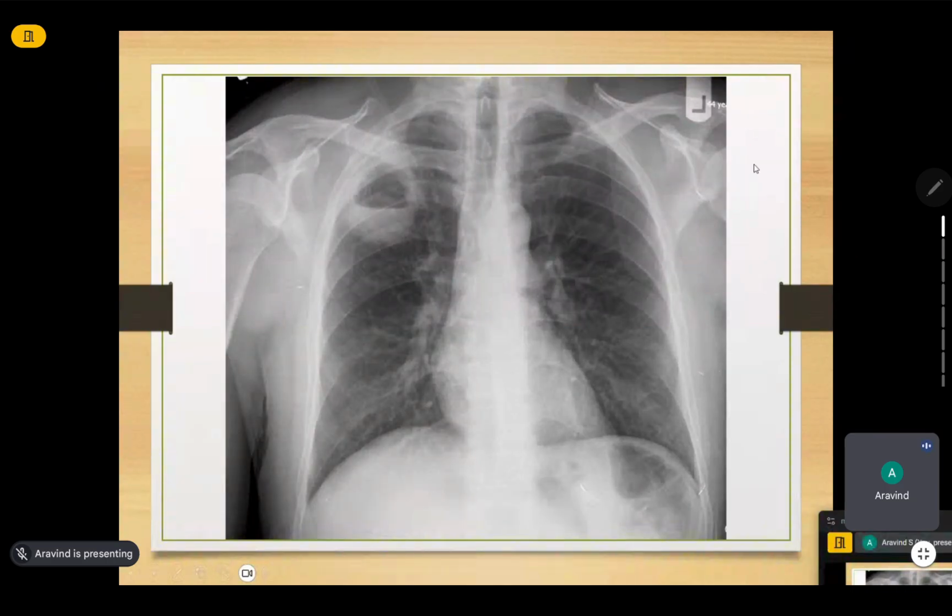So what is your interpretation of this X-ray? Could you find any abnormality? Lung abscess in the right upper zone. Exactly. So lung abscess is in the right upper zone.